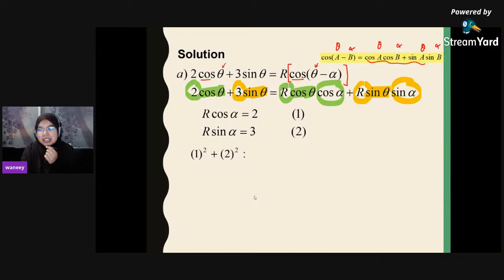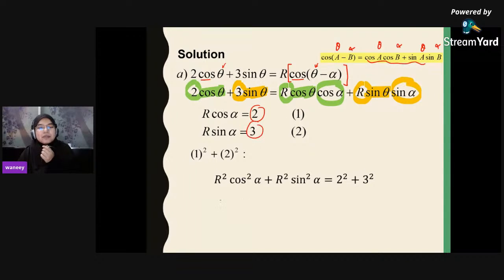Okay, so first equation square plus second equation square. So we're going to have r square cos square alpha plus r square sin square alpha equal to 2 square plus 3 square. So do make sure to square on the right hand side as well. And then this is r square, this is also r square. So we can easily factorize the r square. So we're going to end up with cos square alpha plus sin square alpha multiplied with r square. And this is equal to 4 plus 9. So that is how we get 13.